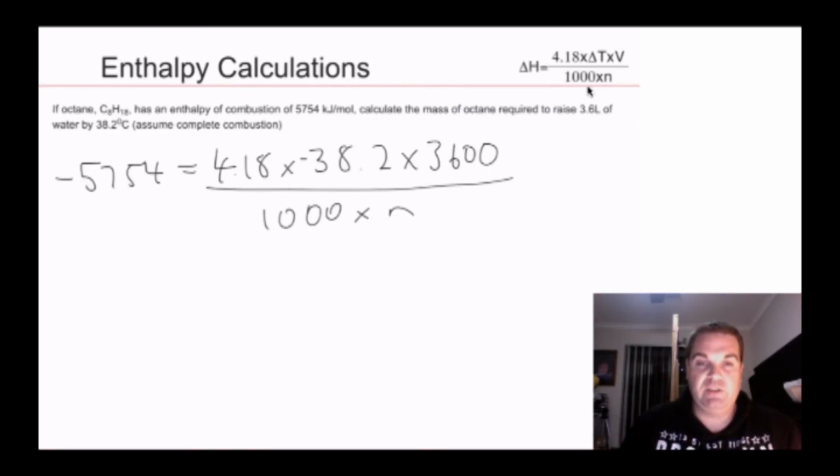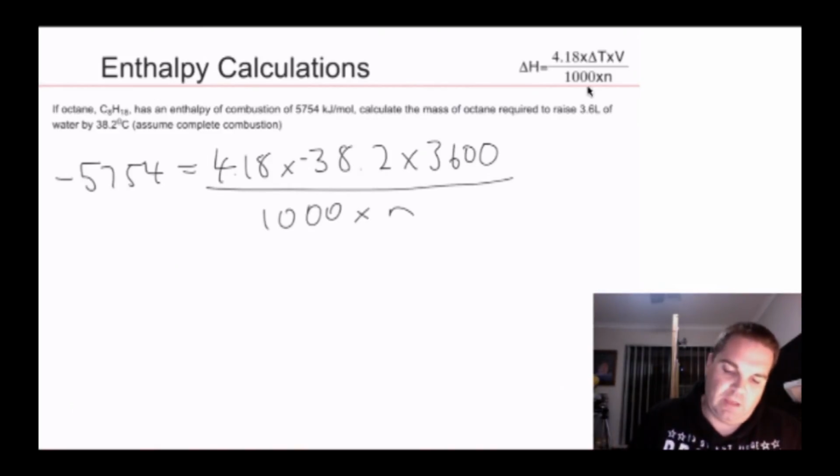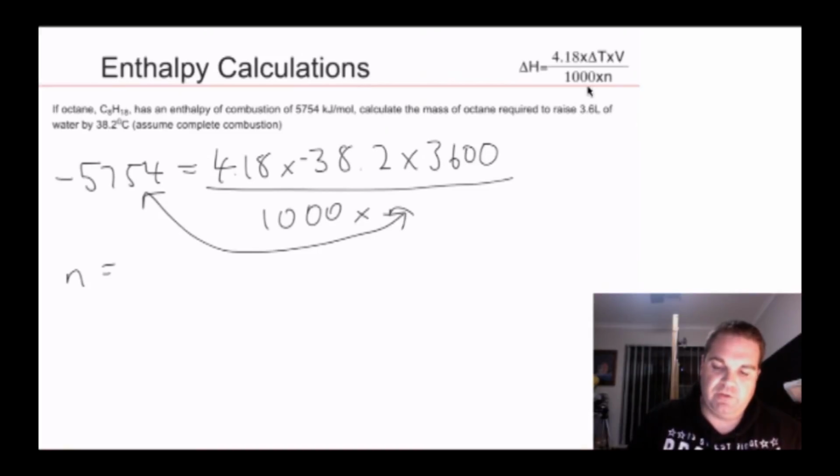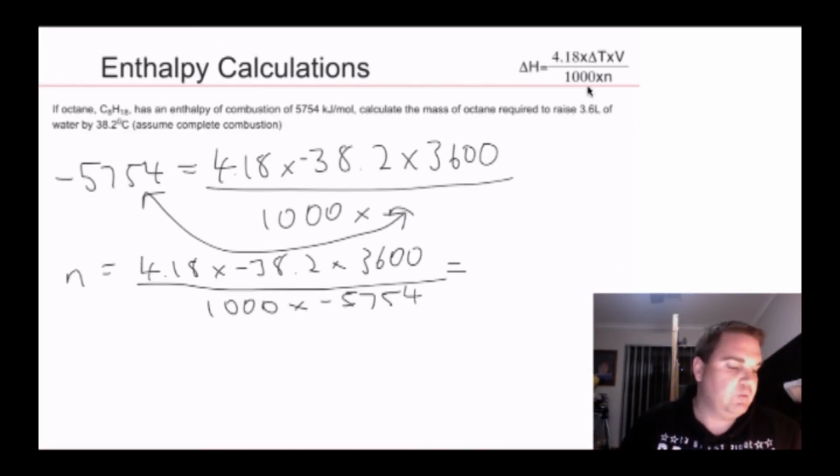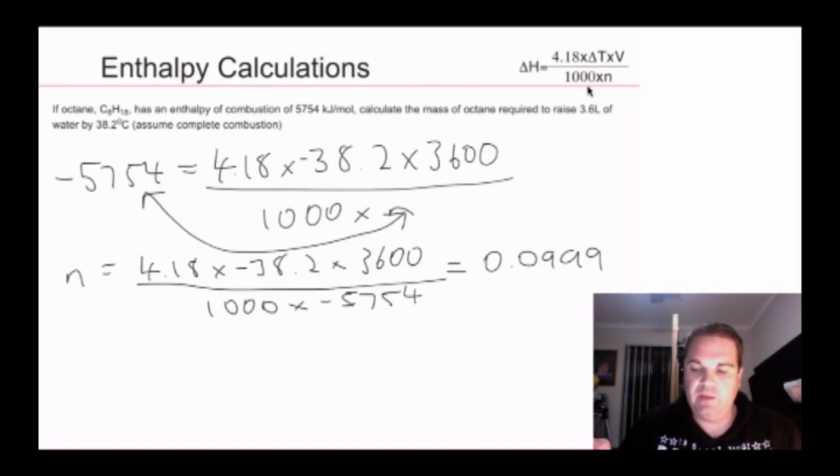So in this case, what we're doing is we're actually going to rearrange the equation to work out n. Okay, so n equals, so in this case, when you've got it on the bottom, you flick it over to the other side and you basically swap those two values. Okay, so it's quite straightforward. So 4.18 times minus 38.2 times 3,600 divided by 1,000 times minus 5754. Okay, if you work that out, you'll get a number of moles equal to 0.0999.